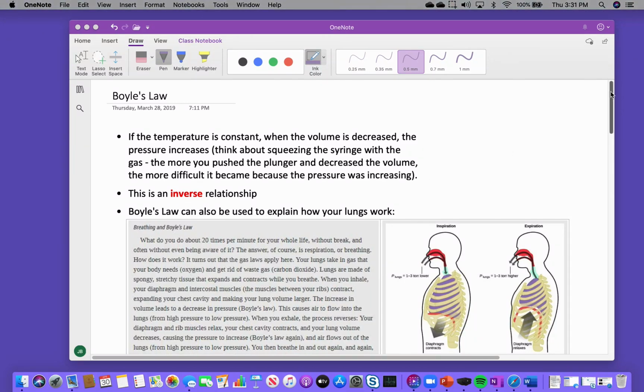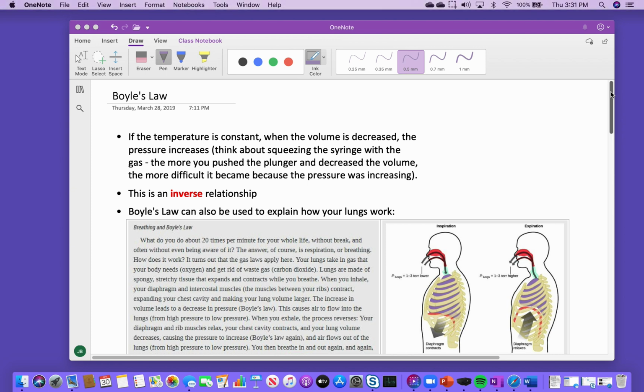All right, so what we are going to do today is a continuation of our unit on KMT and gas laws. The first gas law that we're going to look at is Boyle's law. And then next week, next Tuesday and Friday, we will cover Charles' law and Gay-Lussac's law.